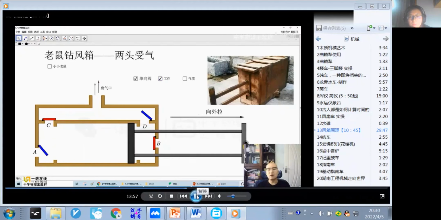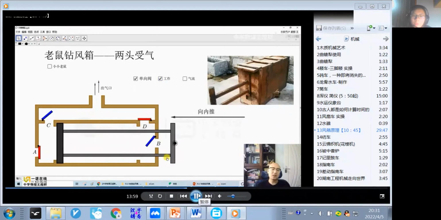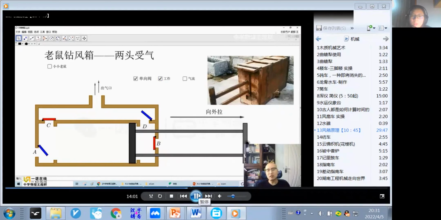And when you pull out, it's similar to this way. D will open and B will be closed. So the air will also go through D and also go through the opening. So no matter you push or pull, with each one-way valve opening and closing, we can always blow out the air.